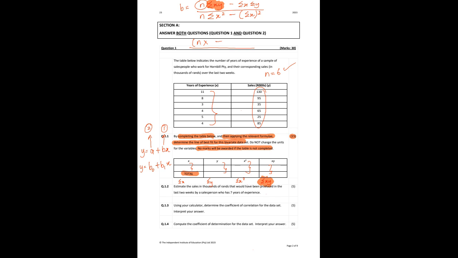Again, no sign between the variables means it's multiplication. So here's your sum of x, here's also your sum of y. You're multiplying the two. Again, make use of your brackets. Then you have n multiplied by the sum of x squared.